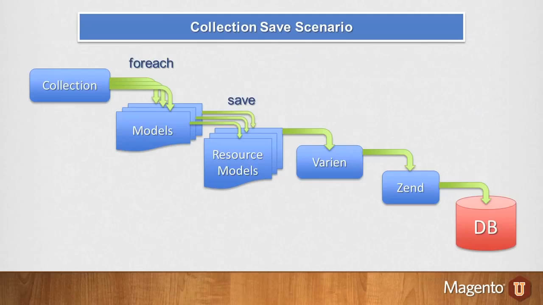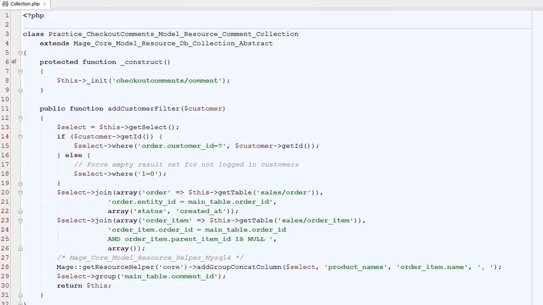That is how our collection works for a customer profile, where we show all the customer's comments for orders. We don't use the save functionality of a collection, but you can take a look at the slide and analyze the difference. Here you see that the collection object runs for each of its dataset and calls the save method of each item, which is a model object. The rest is exactly the same logic that we have already learned in previous videos for a model and resource model.